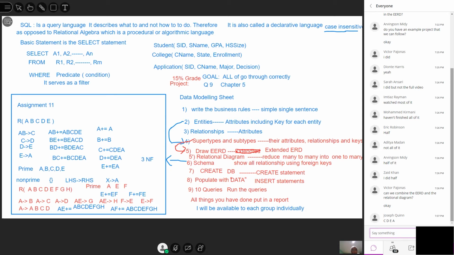X functionally determines Y here. If you want to say that it is not in second normal form, first of all, you have to look at Y as a non-prime. Then X has to be part of a key, because then it will be a partial functional dependency of a non-prime on X, which is part of a key.